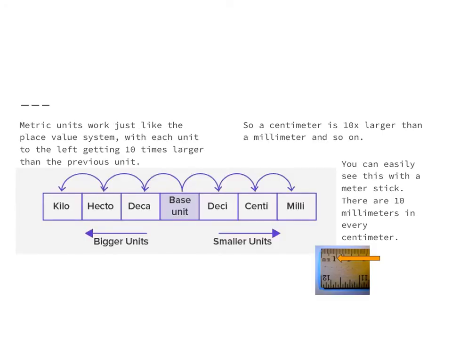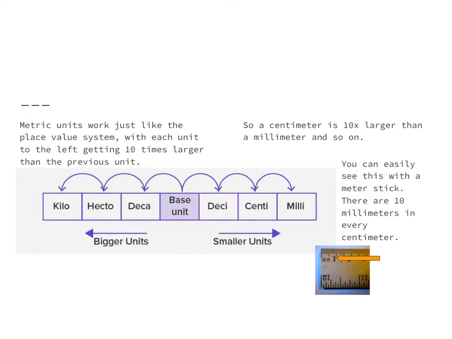So the metric units work just like the place value system, with each unit to the left getting 10 times larger. So as I move this way, these each get 10 times larger than the one before it. And it goes backwards as well, just like place value. Each unit gets 10 times smaller, or a tenth the size of the unit that was to the left of it. So a centimeter, here's our centimeters, is 10 times larger than a millimeter.